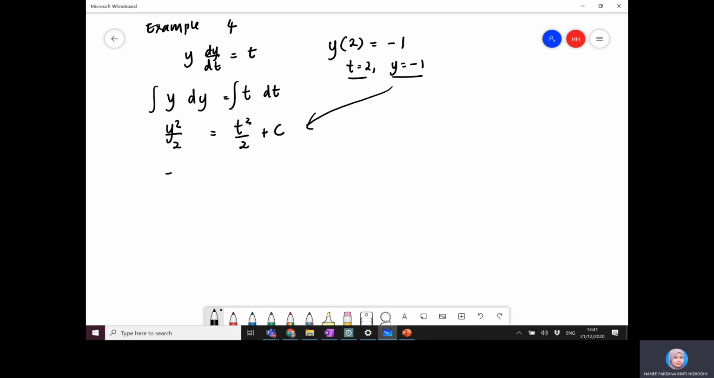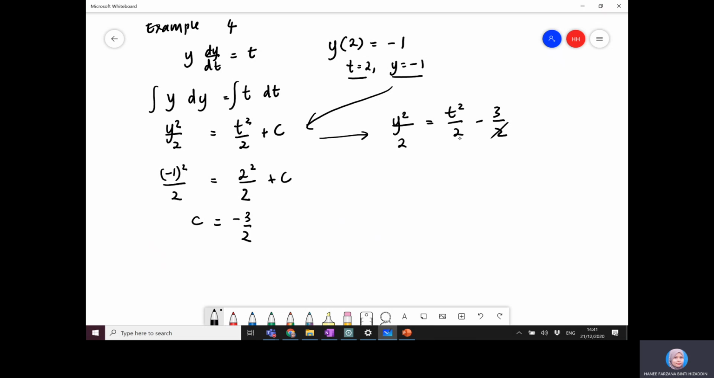So (-1) squared over 2 equals 2 plus c. Then you can solve for c. You get c equals -3 over 2. Then from here you can write y squared over 2 equals t squared over 2 minus 3 over 2. Then you can eliminate the 2's, and you get y squared equals t squared minus 3. So this gives you an implicit solution because it's y squared instead of just y on the left hand side. So then what is the explicit solution for this?